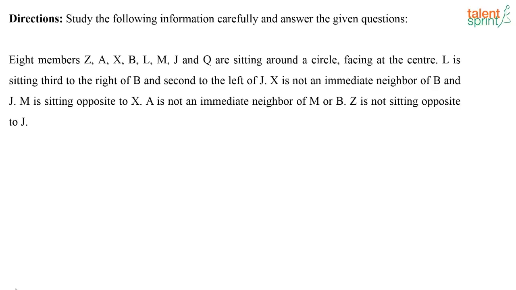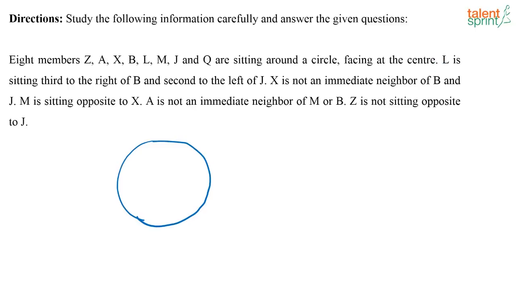Next one. 8 members Z, A, X, B, L, M, J and Q are sitting around a circle facing the center. They have given information about their arrangement. You just have to arrange them and answer the questions that follow. Again, this was a very easy arrangement. Yes, so let us try it out right away. I don't think you need extra time to solve it. We should be able to solve it just by reading it.